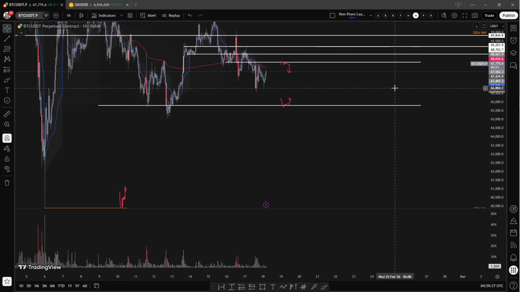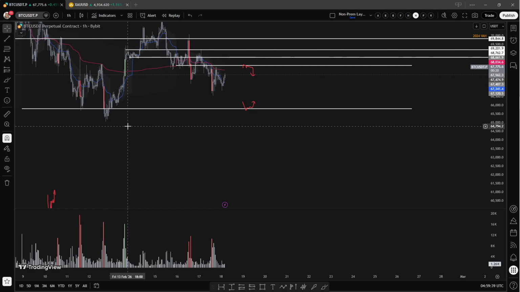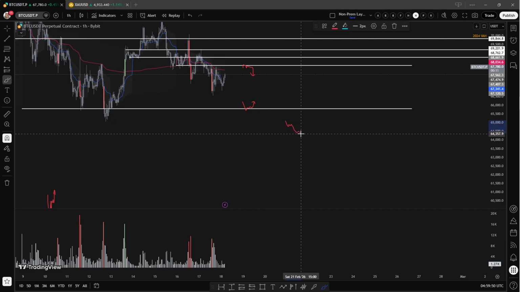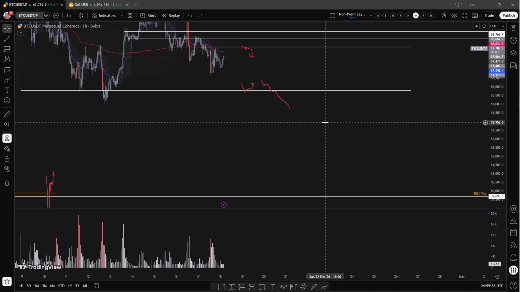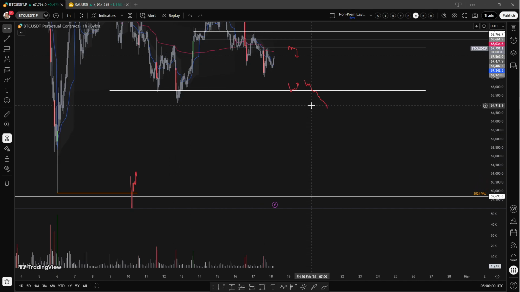But if price were to fail, by failing I mean we don't have some kind of liquidation but controlled selling, like properly grinding like this. If it were to be like that, then what you want to see is price going straight into 2024 VAL, or value area low.